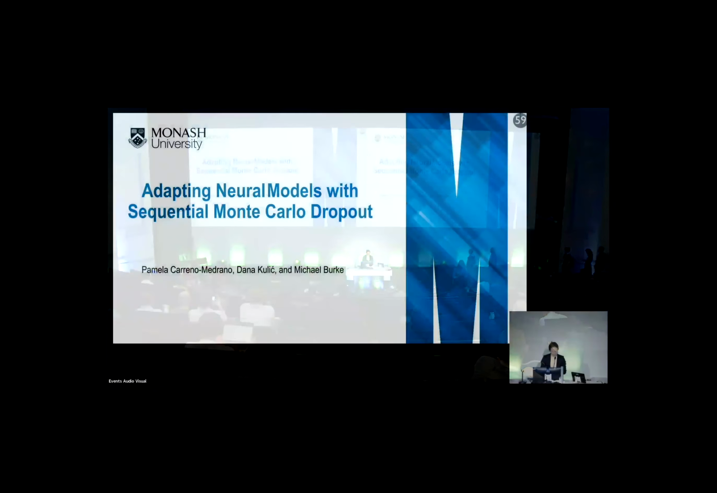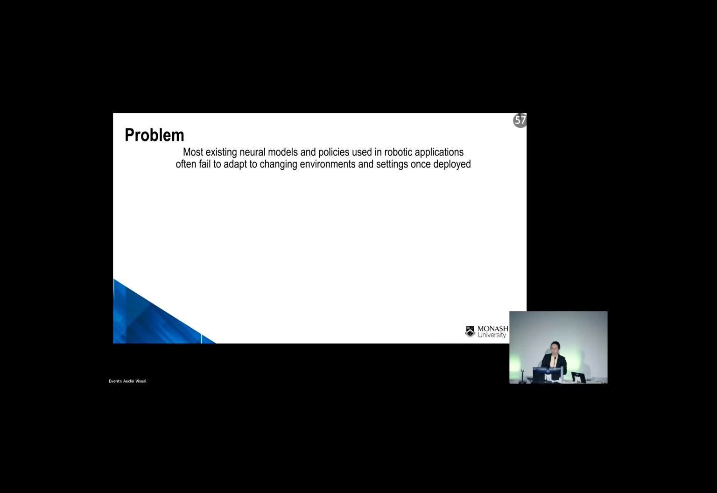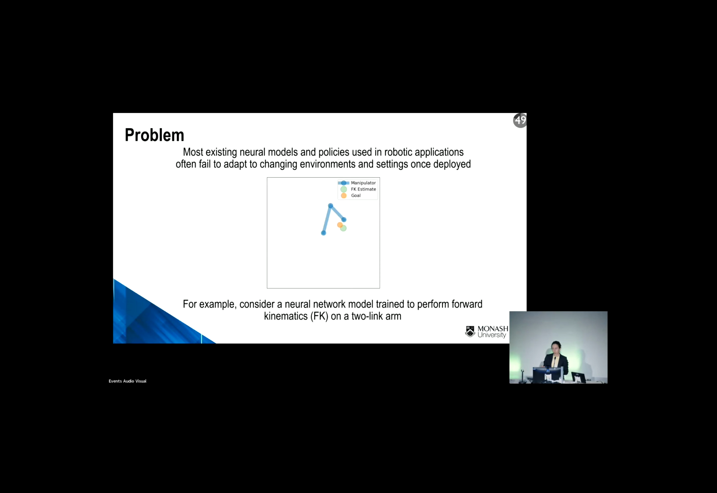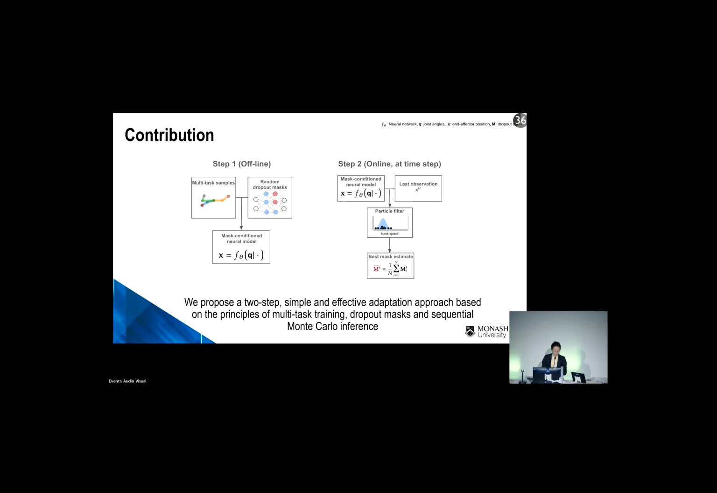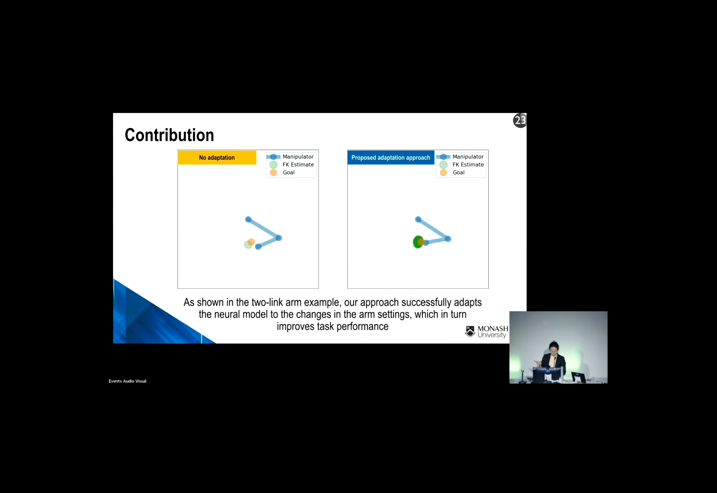So hello again. In this work, we tackle the problem of adapting neural models to changing settings. An example could be changes in the robotic system, as you can see in the video, or changes in the robot's human partner. To do this adaptation, we propose a simple approach in which the adaptation itself is a byproduct of using dropout masks during training. As you will see in the video, the adaptation comes down to just inferring the appropriate mask to use at runtime. Then we can use this mask to condition the model to this new setting.